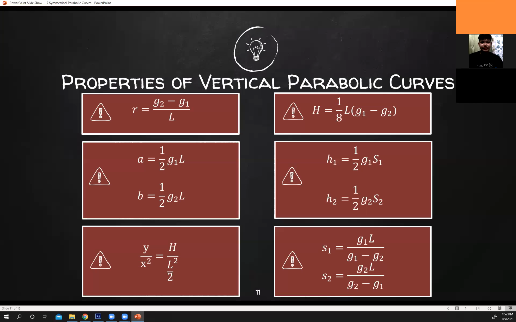squared. If you notice, H is also equal to the vertical tangent offset from your back or front tangent to the point on your parabola. So that's your H. Then over the distance from PC to that point, since it's in the middle, that's just L over 2 as well. So L over 2 squared, or L squared over 4. And then H is just 1/8 L (G1 minus G2). Then H1, H2, S1, and S2 follow the same concept as what I've shown for A and B. So H1 is just 1/2 G1 S1, H2 is 1/2 G2 S2, and so on and so forth.